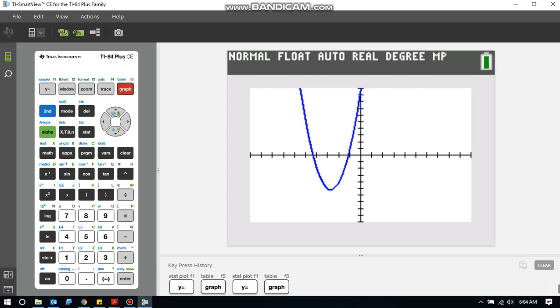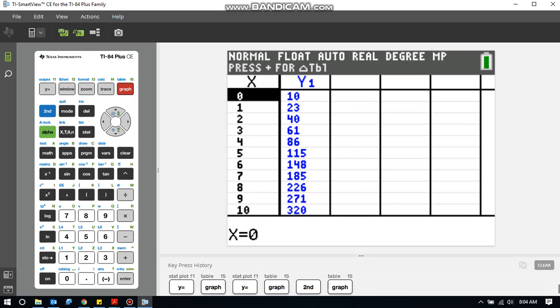So instead of hitting second trace, we're going to hit second and then graph, because we want the table. Now, I think the calculator's default is to start when x is 0, and that is actually where we need to be.